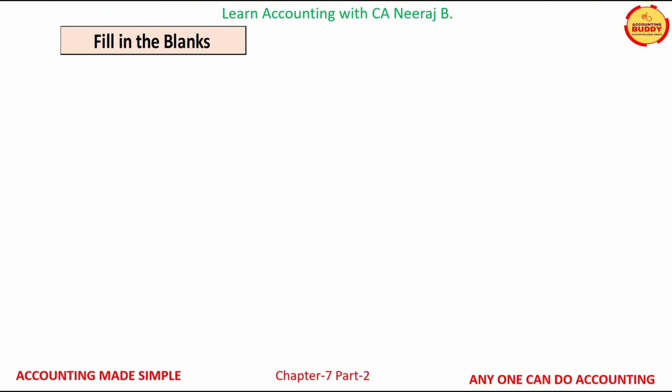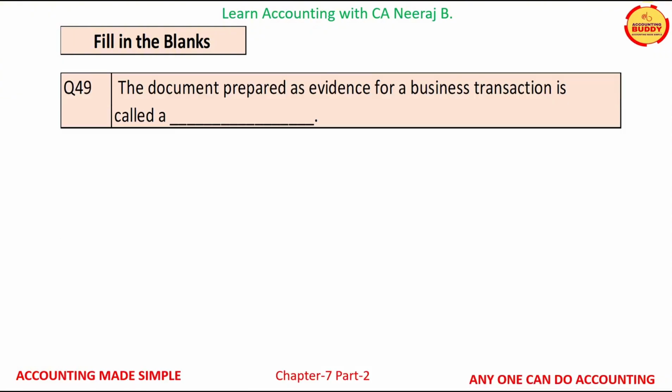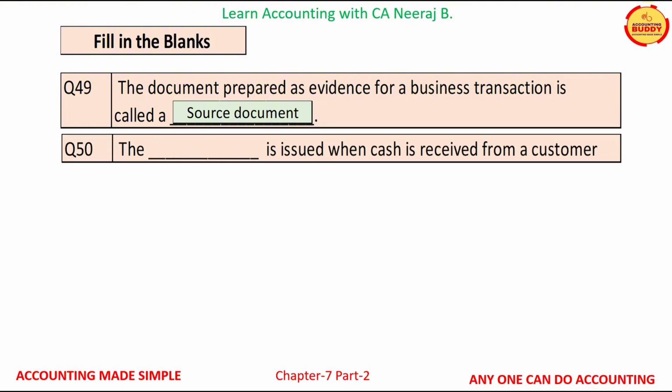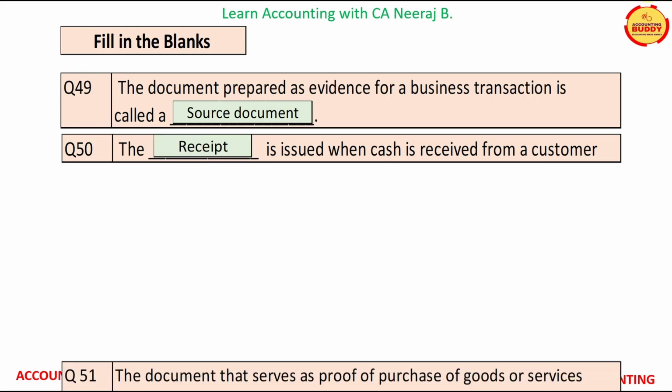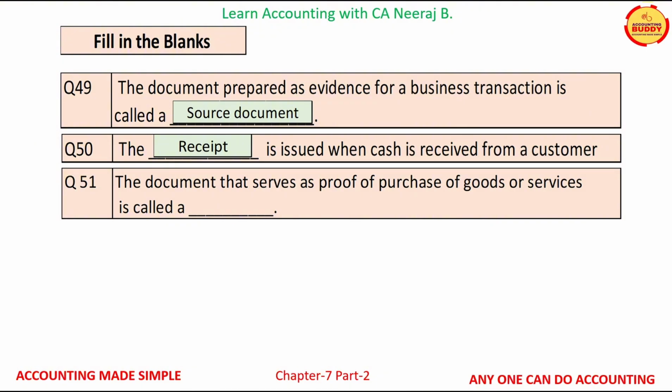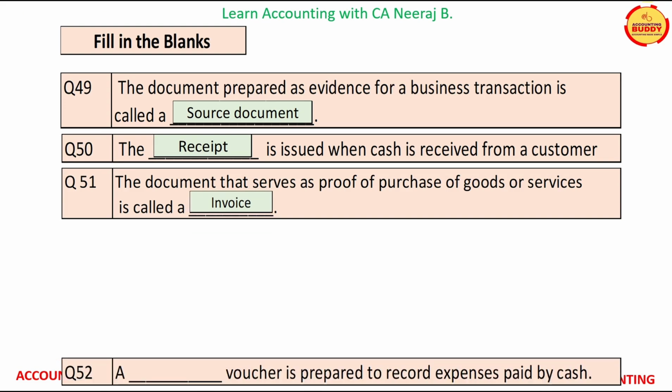In this section, we will try few fill in the blanks question and answers. Question number 49 on your screens is, the document prepared as evidence for a business transaction is called a dash, and the correct answer is source document. Question number 50, the dash is issued when cash is received from a customer. The correct answer is receipt. Question number 51. The document that serves as proof of purchase of goods or services is called a dash, is called an invoice.